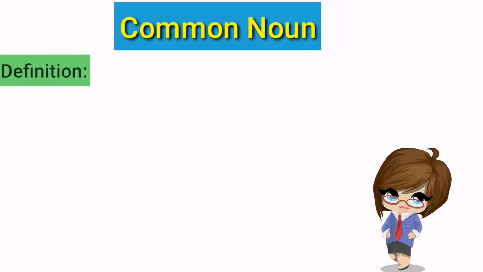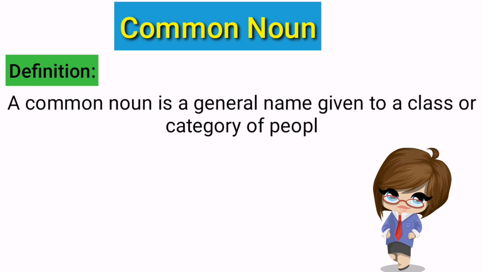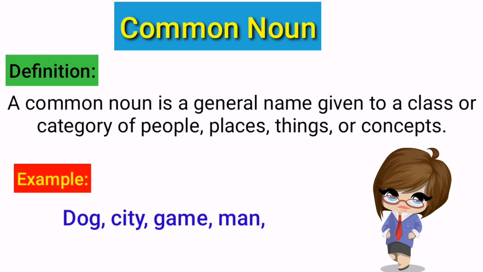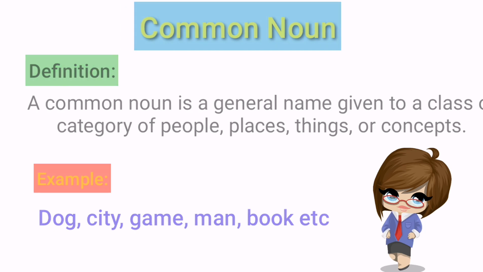Common noun. A common noun is a general name given to a class or category of people, places, things, or concepts. It does not refer to a specific individual entity, but rather to any member of a group. Common nouns are not capitalized unless they begin a sentence. For example, dog, city, game, man, book, etc. Actually, they are considered common nouns because they refer to general categories of things. They are not specific to any one person, place, or thing.